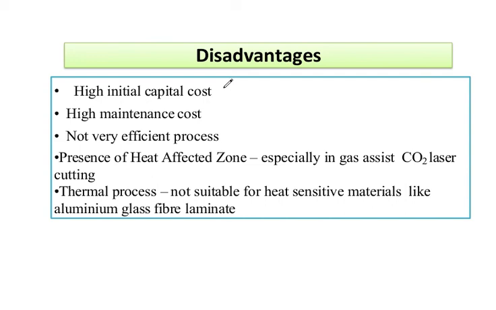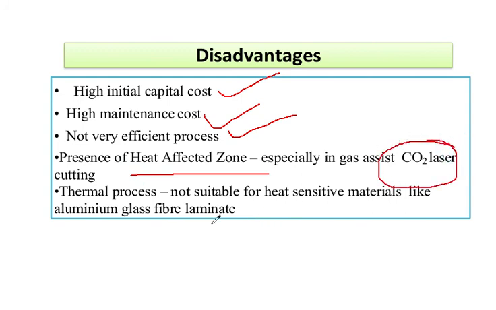These advantages I have already explained in the previous slide. I am not going to elaborate again. Its initial cost is high, and maintenance cost is high. It is not a very effective process. There is a presence of heat affected zone if you are going with CO2 laser cutting. It is a thermal process, but not suitable for materials which have very high heat sensitivity, like aluminum, glass, fiber, laminate.